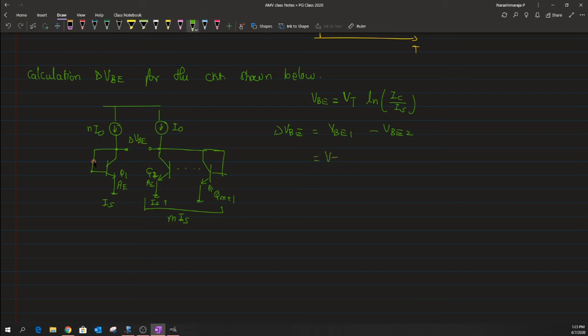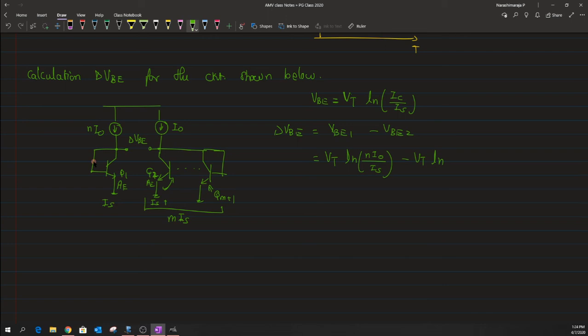We have this VT in common, and the collector current that flows through the Q1 transistor is n times I naught, and the saturation current is just Is. Again we have VBE2, and the potential across each and every structure will be the same. So one could write it as VT into ln of the collector current that flows through the entire structure.